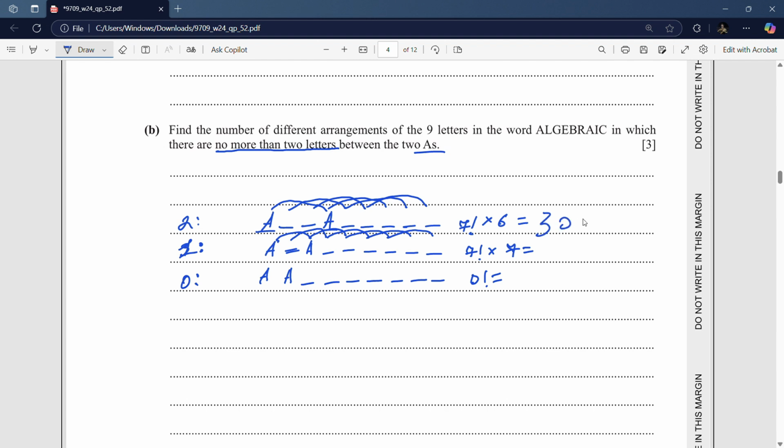So it's 30,240. It's 35,280 and 8 factorial, 40,320. And we should add them together to find the total number of arrangements, which will be 105,840.